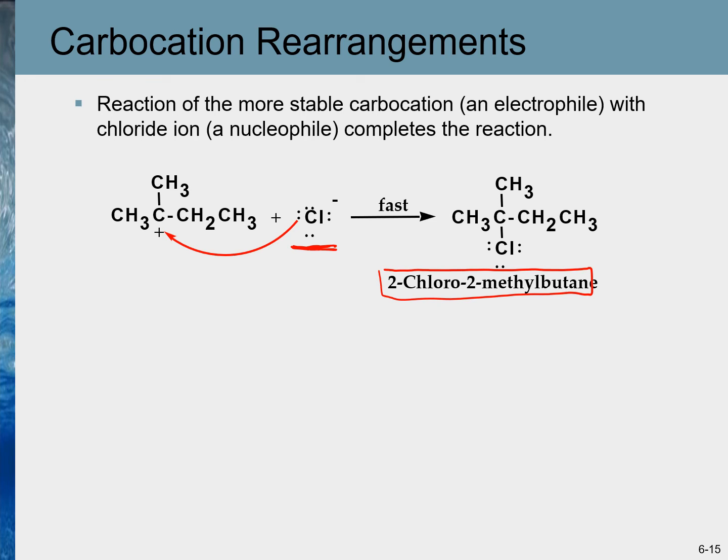Remember, carbocation rearrangement will take place in only those reactions where a less stable intermediate has a chance to form a more stable intermediate. For example, if I'm performing this reaction in case of propene, so in this case our intermediate is a secondary carbocation.